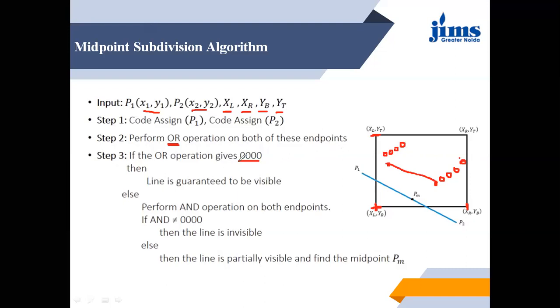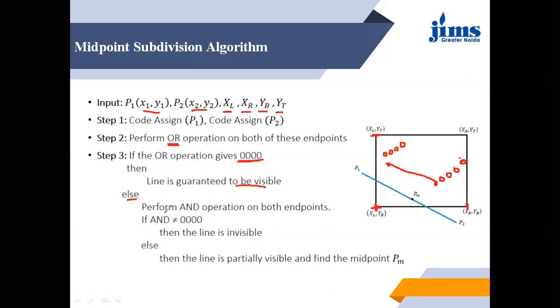So by performing an OR operation between the endpoint region codes of both ends of a line, we can find out the visibility. But if this is not the case, meaning the line is not completely visible, then we have to perform the AND operation between these endpoints.